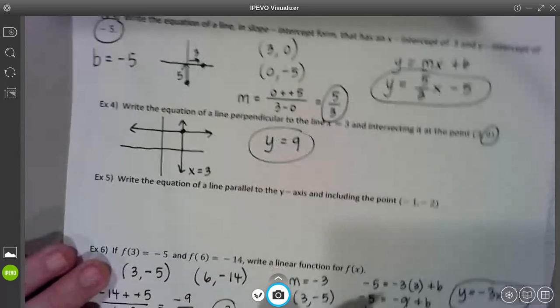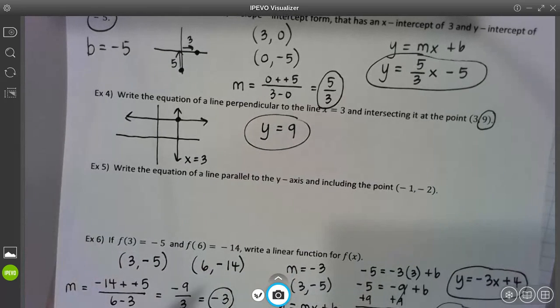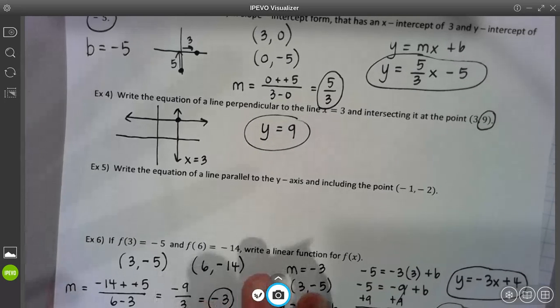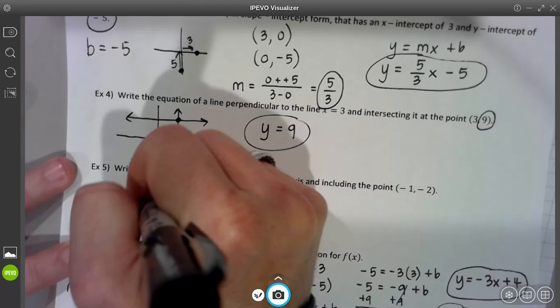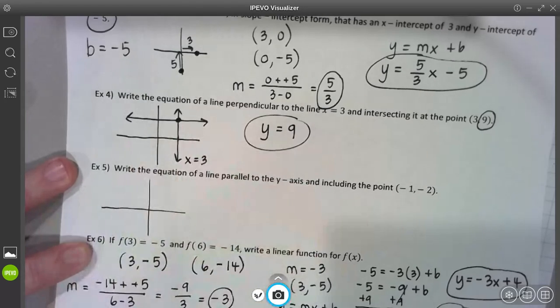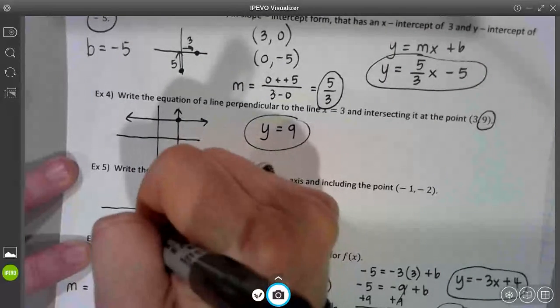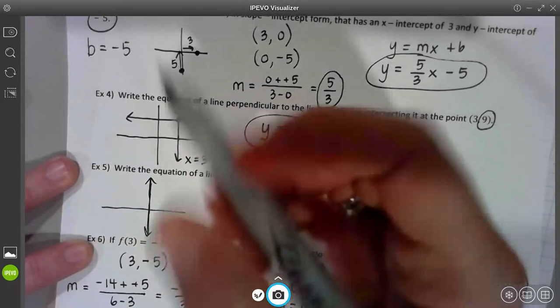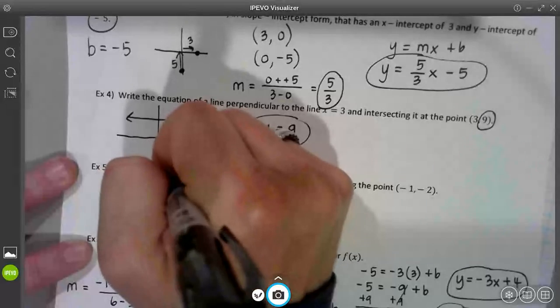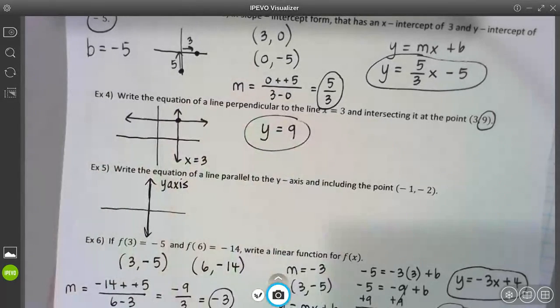All right, last one. Look at example 5. Write the equation of a line parallel to the y-axis, and it is including the point (-1, -2). Guys, let's picture this. Give yourself a little sketch. Give yourself a coordinate plane. I hope everybody agrees that this line right here is the y-axis. So guys, the y-axis is a vertical line.